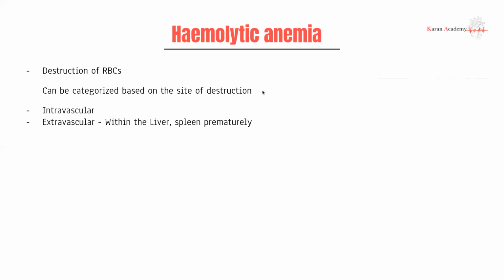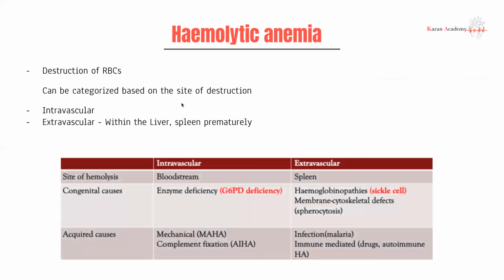Next, we have hemolytic anemias. So hemolytic anemias, destruction of RBCs, and you can classify them as either intravascular or extravascular, depending on where this destruction is going on. The two most important extravascular sites are the liver and the spleen. In terms of the other differences, you can have congenital causes like G6PD deficiency, important to know about, and that's typically intravascular. And some acquired causes are MAHA and AIHA.